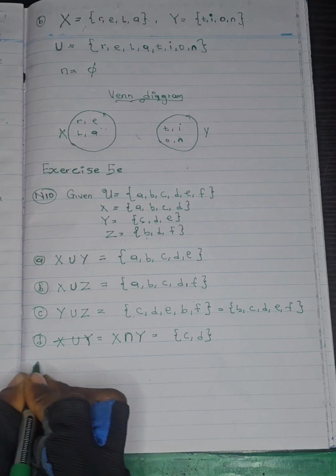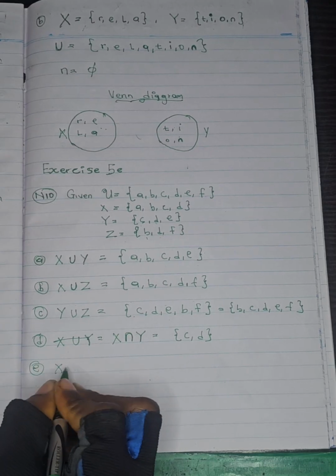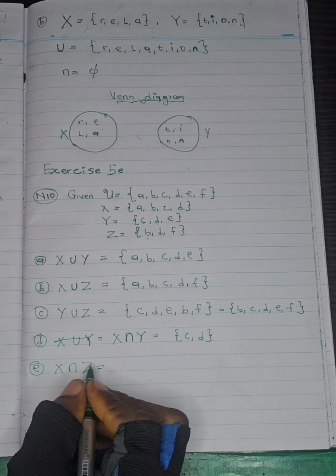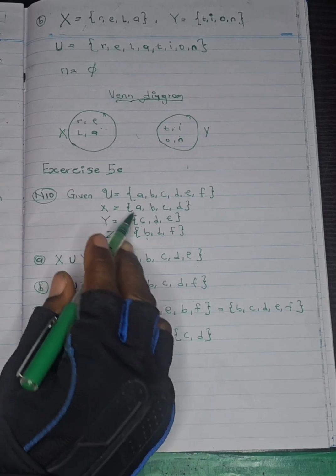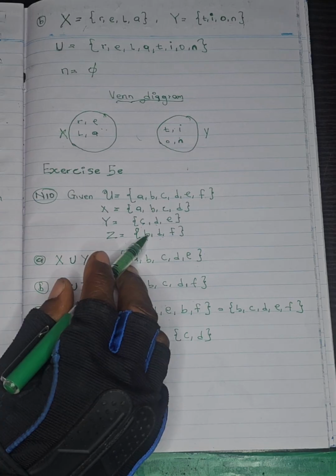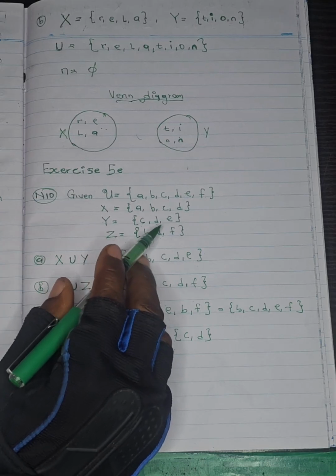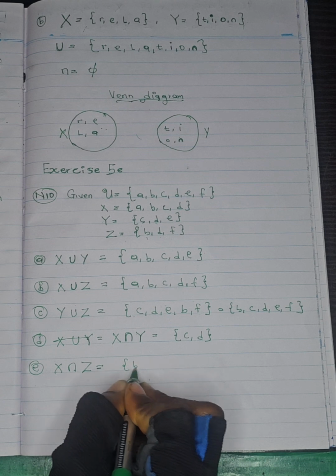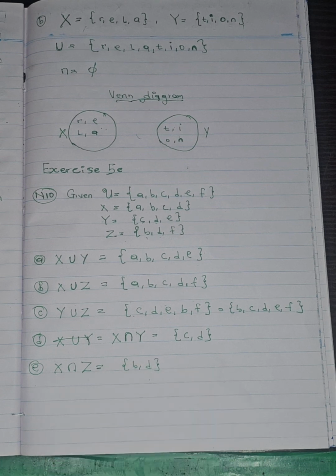Then number E, we have X intersection Z. So what do X and Z have in common? You check, X has B, Z has B. X has D, Z has D. So they have B and D in common.